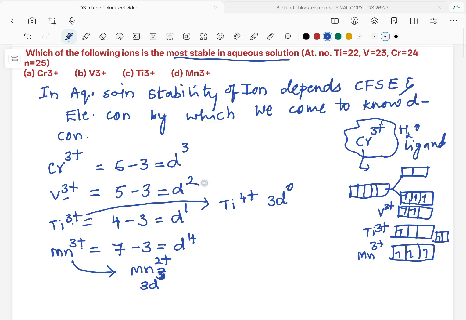It tends to jump from d2 configuration to d0 configuration. So these ions remain unstable, whereas chromium remains stable because of its 3 unpaired electrons in the lower energetic orbitals. Therefore, our answer should be A option, which is most stable.